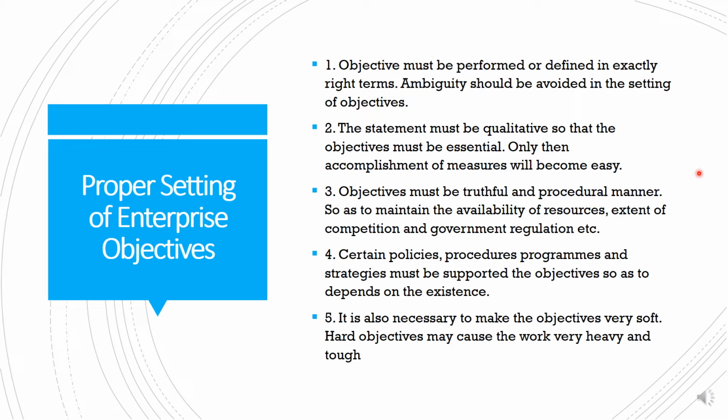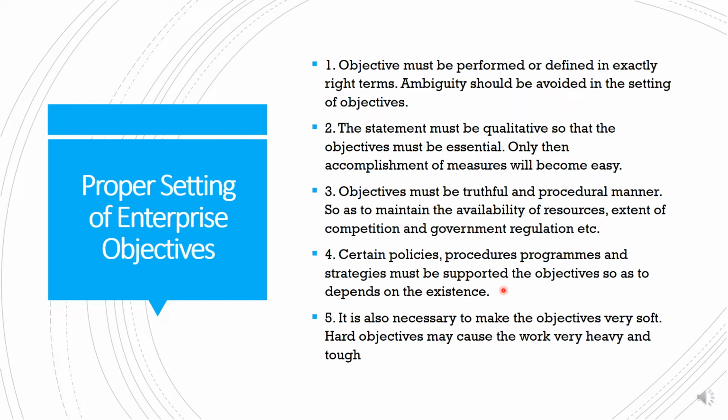Objectives must be truthful and procedural. So it has to cover the procedure of it, and they have to be truthful. Now you do not have that many resources to open 20 stores, but you've just written that, okay, we'll find out if some investor will be there and then we would be doing it. No, it cannot go that way. They have to be realistic, truthful, and procedural, so as to account for the availability of resources, extent of competition, and government regulation. If something the government will not permit and you have given it in your objective, it is not going to get fulfilled.